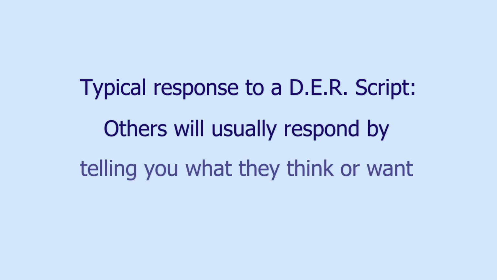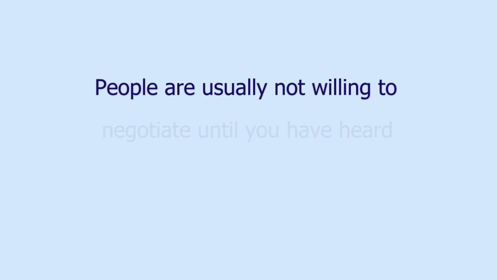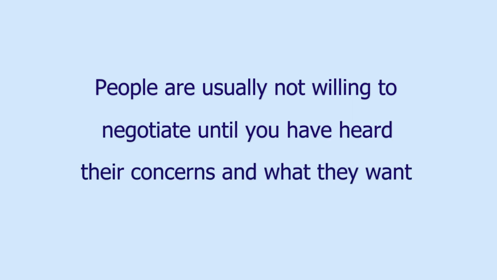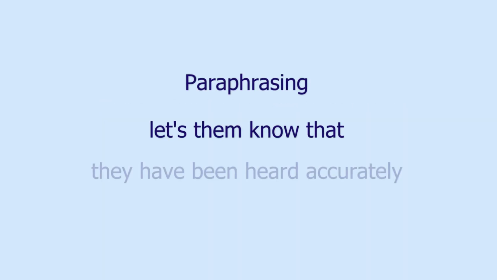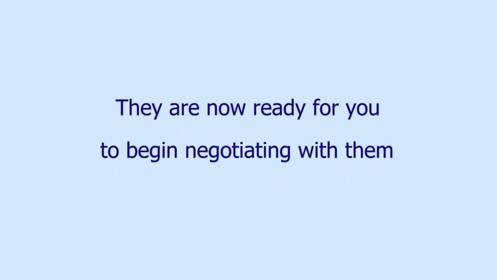After presenting your concern or request with a DER script, others will usually respond by telling you what they think or want. It is important to stop talking and listen to them. People are usually not willing to negotiate until you've heard their concerns and what they want. It's also a good idea to repeat back their main concerns to them in summary form. This is called paraphrasing, and lets them know that they have been heard accurately. They are now ready for you to begin negotiating with them. More on this is found in the resource at the end of the video.